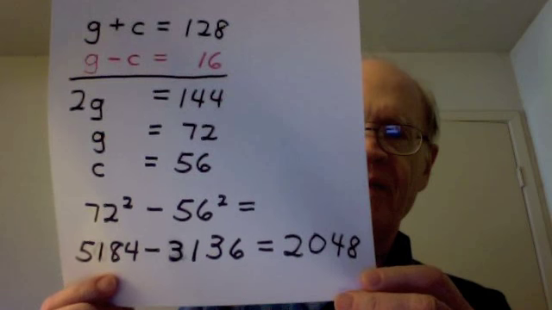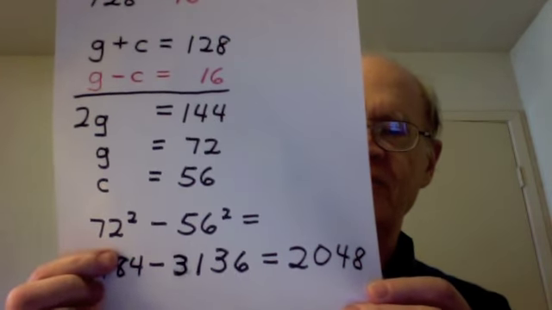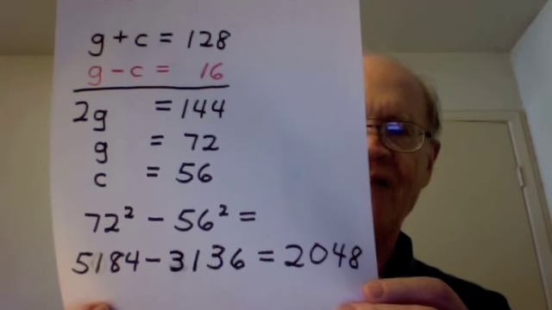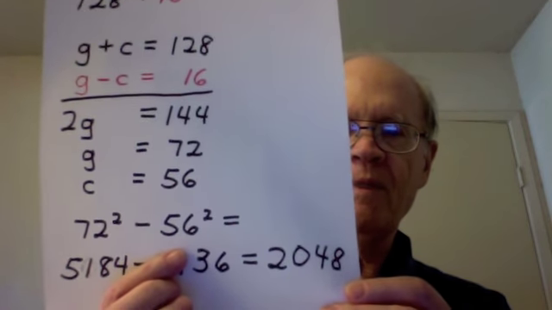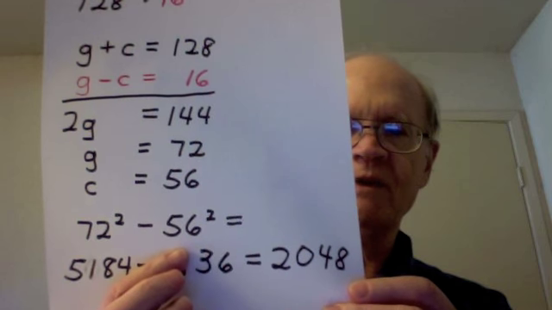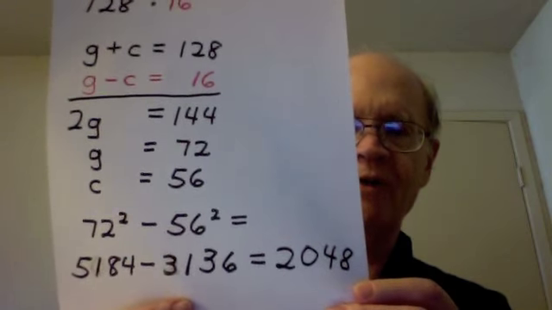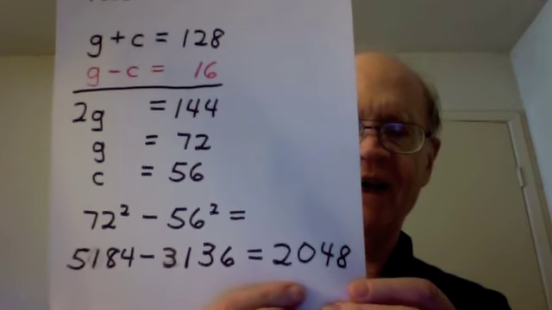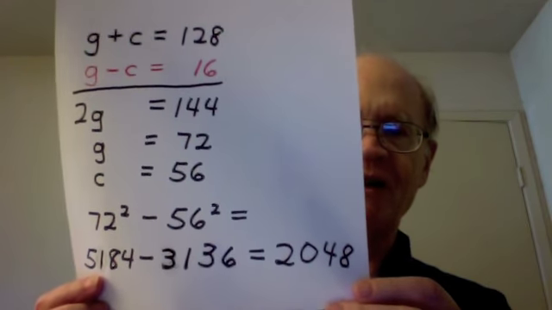The gingerbread army was a 72 by 72 square containing 5,184 soldiers. The chocolate chip army at the beginning of hostilities was a 56 by 56 square containing 3,136 soldiers, a difference of 2,048. So that's my solution to the chocolate chip and gingerbread army cookies challenge.